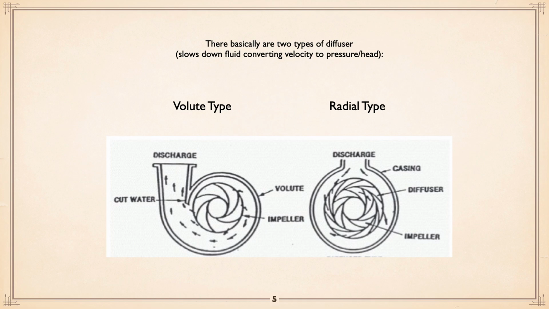Or we can have a radial type where simply the circumference as we move out gets larger and larger. Normally, you don't have a discharge off that. The radial type diffusers mostly are seen on vertical turbine pumps, which we'll get to later on.